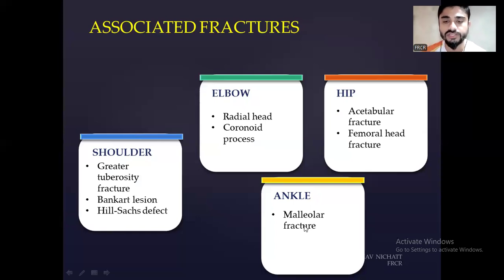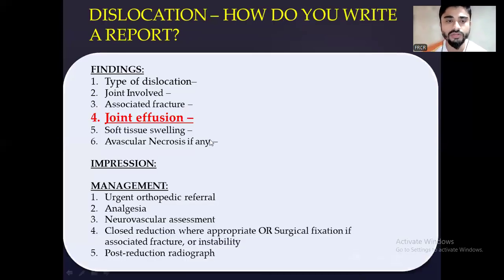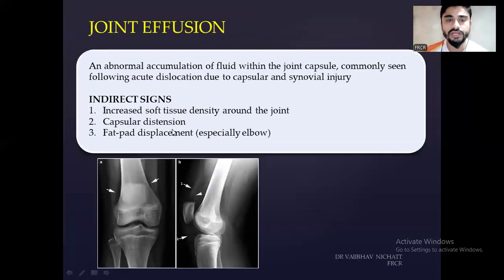Any malleolar fracture is there, medial, lateral, or posterior malleolar fractures in cases of ankle dislocation. Now coming to the next part, how to identify joint effusions, whether in cases of dislocation you see joint effusion or not. Joint effusion is an abnormal accumulation of fluid within the joint capsule, commonly seen following acute dislocation due to capsular or synovial injury.